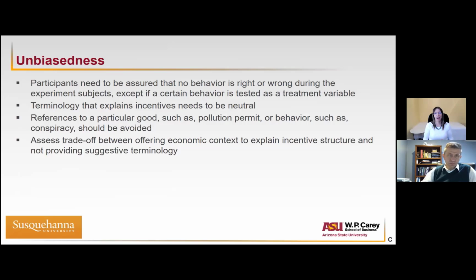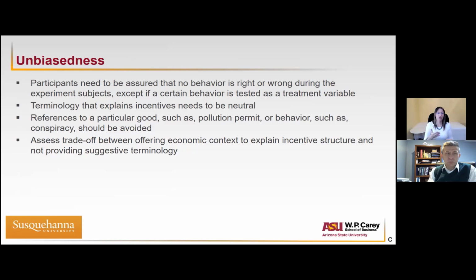And then the next thing, I touched a little bit on bias, is unbiasedness. The first thing you want to tell your participants when they come to your lab is that no behavior is right or wrong. Especially the general public may think that you're looking for certain behavior, but that's not our goal. We just want to know how they are reacting to the situation we put them in the lab. Unless, of course, you want to test how somebody is behaving here. But in general, no behavior is right or wrong. We just want to see what their preferences are, what their willingness to pay is.